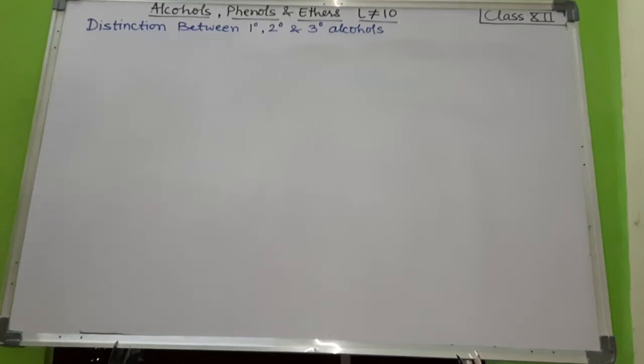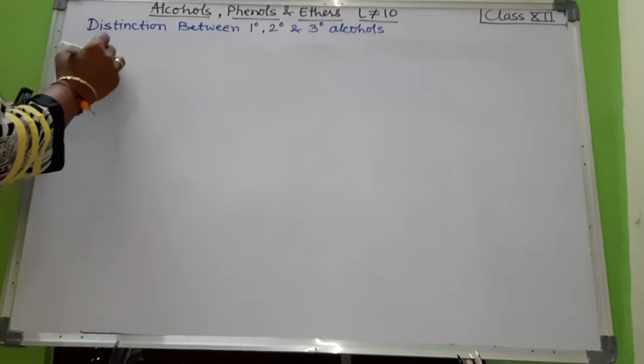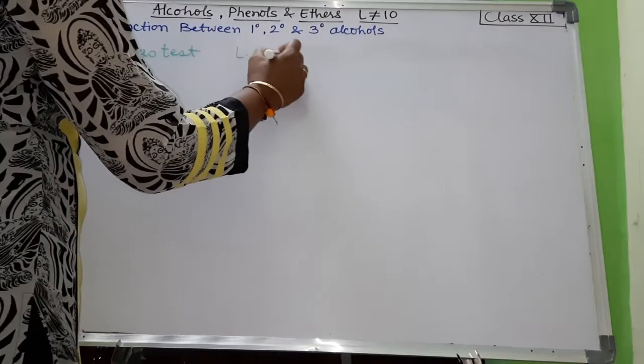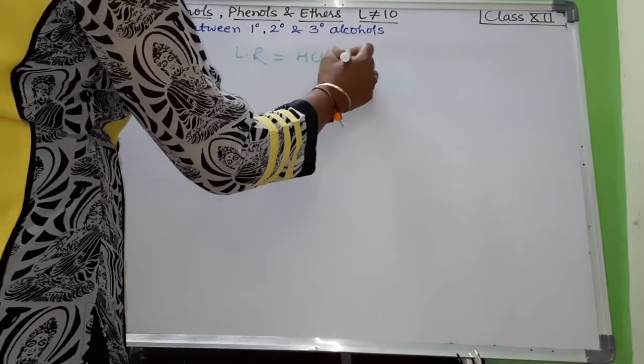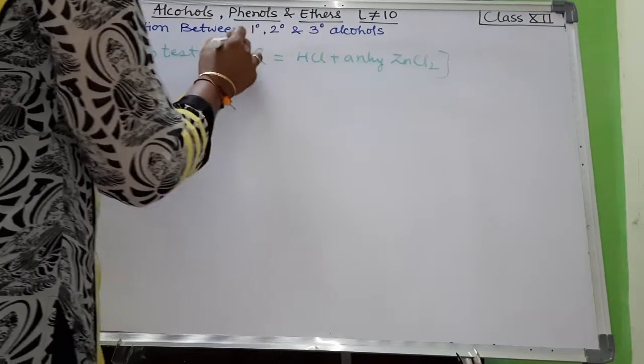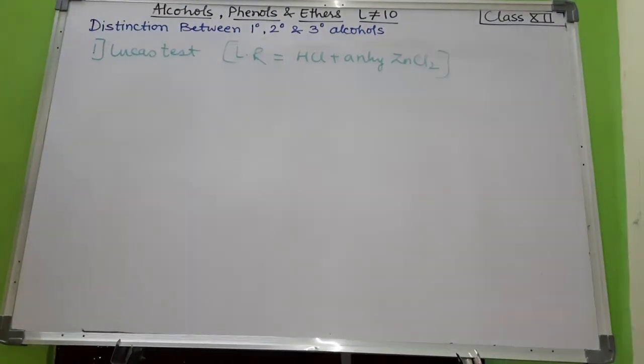Hello students, today we are going to see how to distinguish between primary, secondary and tertiary alcohols. So the first method is the Lucas test. Lucas test is carried out by Lucas reagent, and Lucas reagent is what? It is HCl plus anhydrous ZnCl2, termed as Lucas reagent. We have already studied this part in detail in the earlier lecture, but let's see.